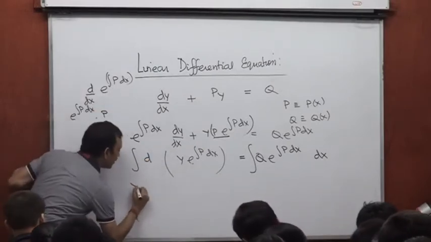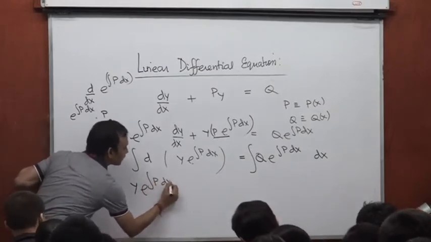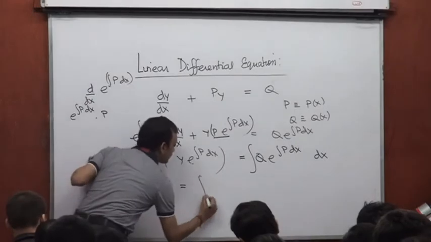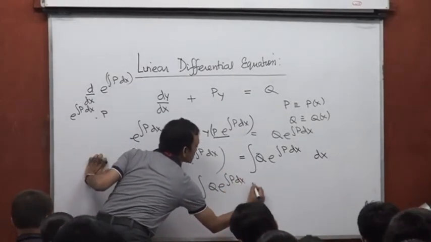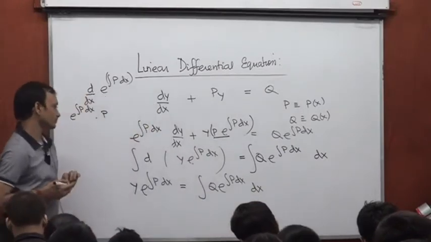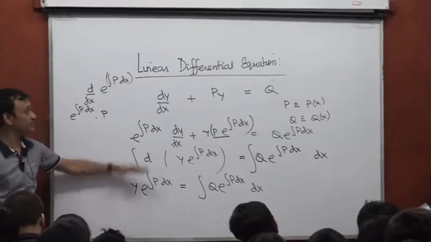So we have y e power integral p dx is integral q e power integral p dx dx. That's the solution to this differential equation.